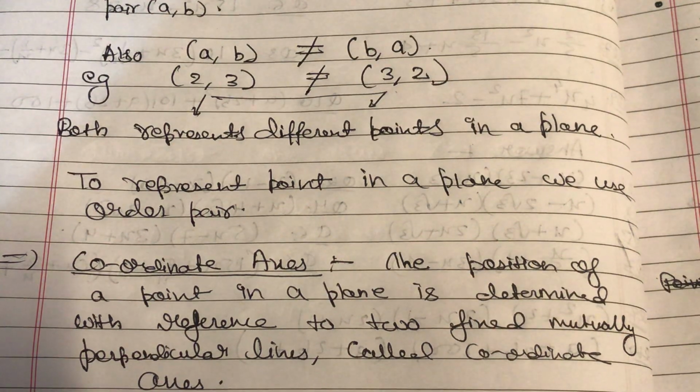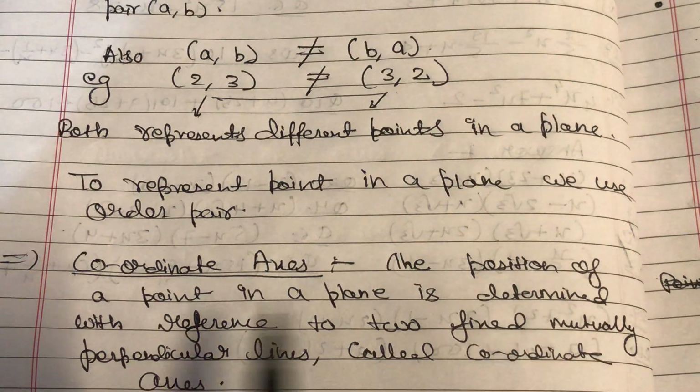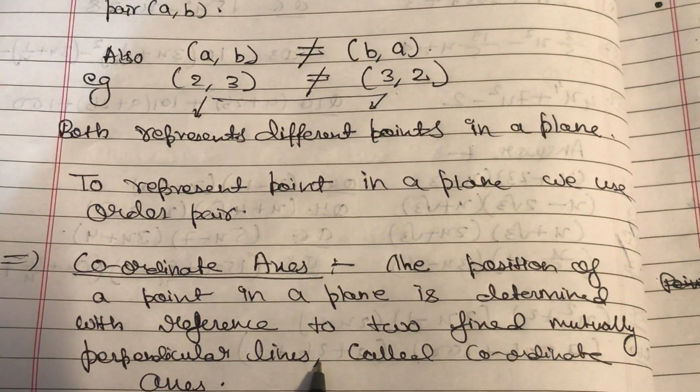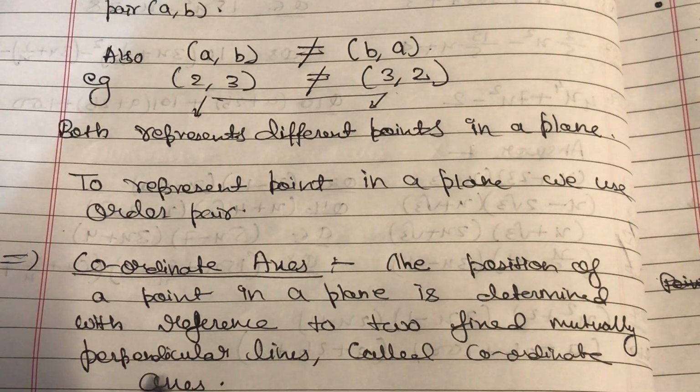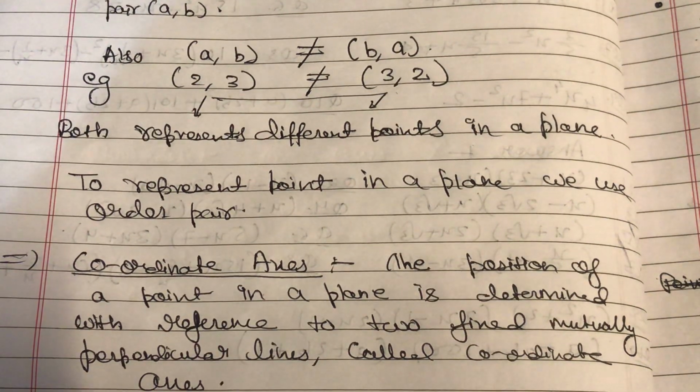We know what x-axis is, we know what y-axis is, right? And x and y-axis are always perpendicular to each other. So this is exactly what I have written, fixed mutually perpendicular lines. So in coordinate geometry, we call them coordinate axes. So we can determine the position of a point with respect to the coordinate axes. That's why the coordinate axes are important, because all the points are represented in reference to the axes only.